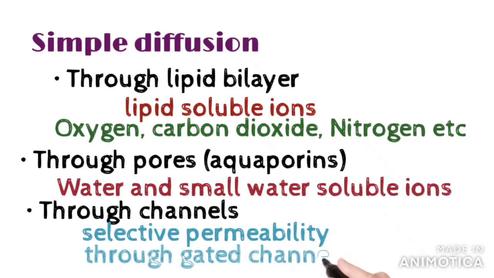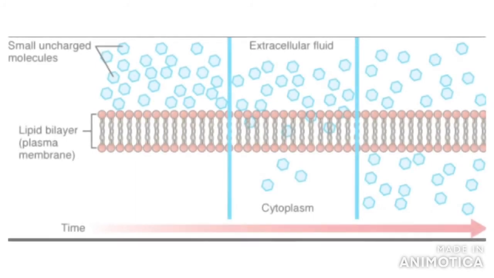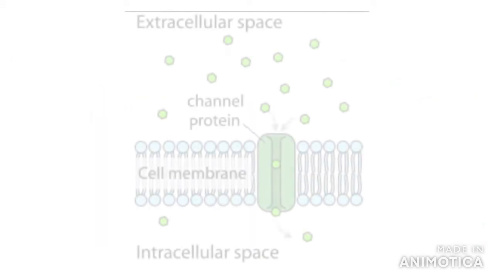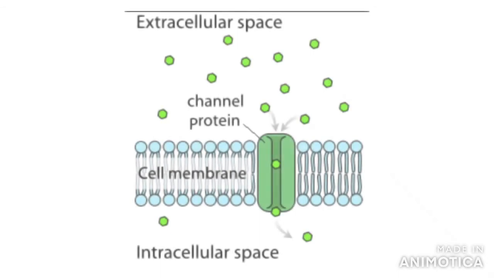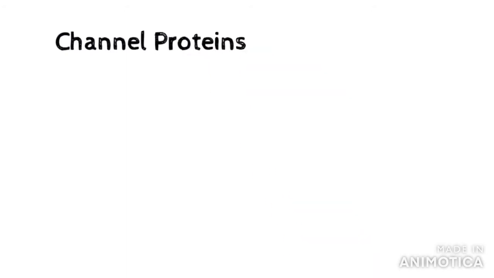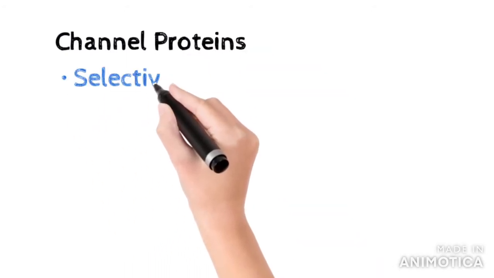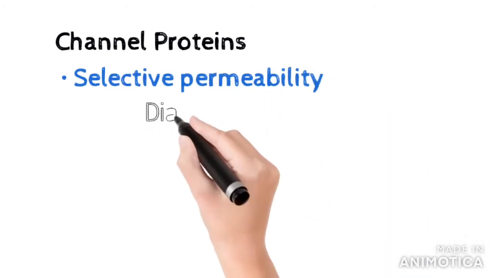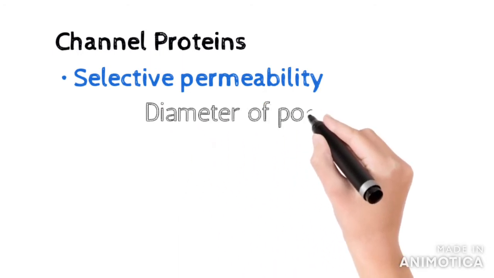Now see this diagram. This diagram shows the extracellular environment contains more molecules that pass into the intracellular environment by diffusion. Now see this diagram. In this diagram, the molecules move from extracellular to intracellular by the channel proteins. Different types of channel proteins are present in the cell membrane. Some are selectively permeable, meaning they allow some substances to pass through them. And this permeability depends on the diameter of the pore of the channel proteins.